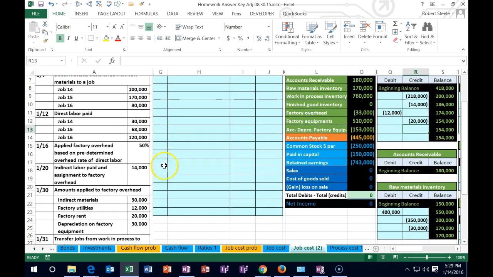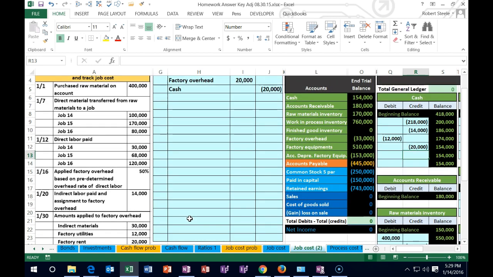We just did the 20, and we're now on the last one of these, depreciation on the factory. All right, so we know what our depreciation journal entry is. We usually debit depreciation expense and credit accumulated depreciation. However, once again, we're not going to debit the expense.